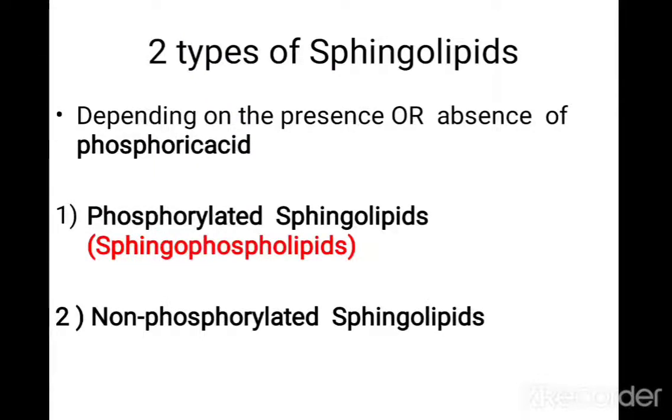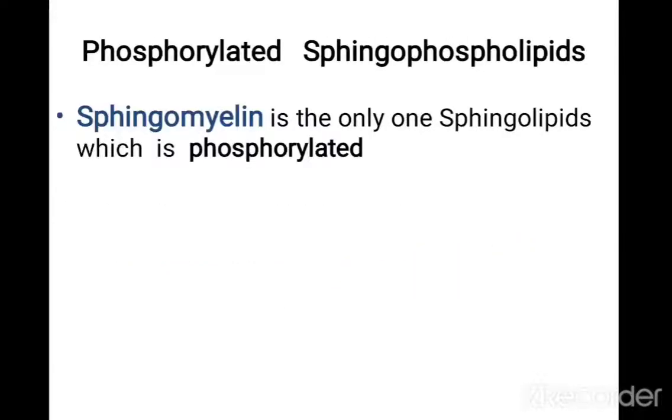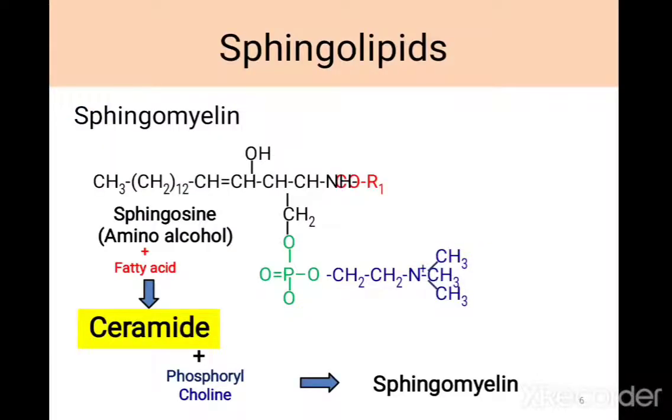So there are two types of sphingolipids depending on the presence or absence of phosphoric acid. Phosphorylated sphingolipids, that is sphingophospholipid, and non-phosphorylated sphingolipids. And sphingomyelin is the only sphingolipid which is phosphorylated. So you should have some idea regarding the structure of sphingolipid.